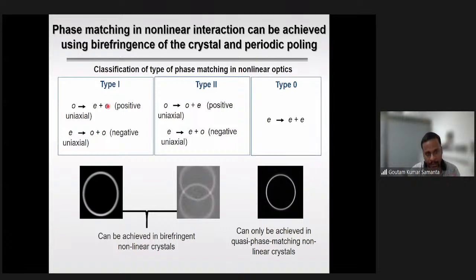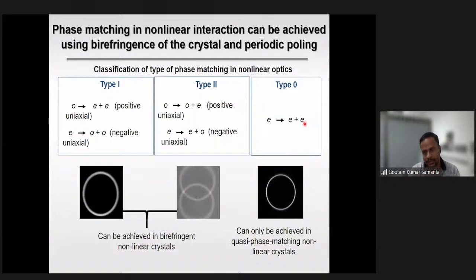So for that, people try to go to the non-collinear geometry, where these photons will be distributed over a special ring or annular ring, and the pair photons will always be at diametrically opposite points. In case of type 2, since these two photons have different polarization states, you can use a polarizing medium to differentiate the photons. Type 0 also has the same problem, because the photons have the same polarization state, like type 1.